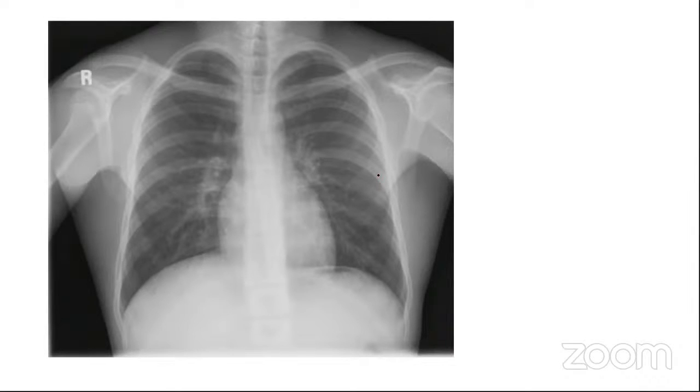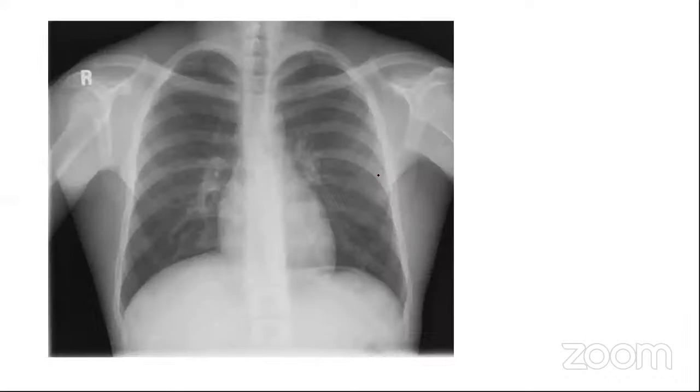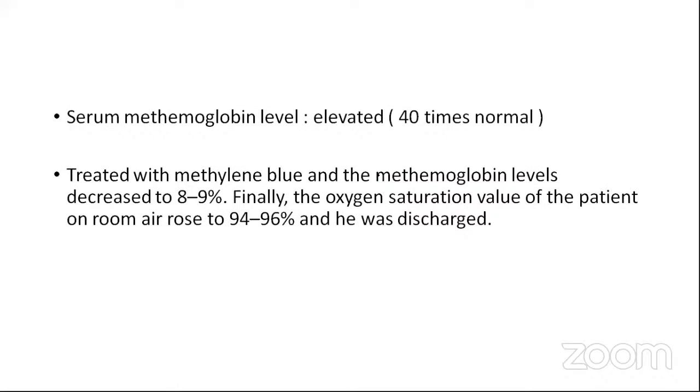So what are we left with next? The lung looks normal. CT chest also was done, which was normal. So what are we left with next? The hemoglobins. So you want to look at some abnormal hemoglobins. We did an abnormal hemoglobin test. The serum methemoglobin level was elevated, 40 times the normal. So what do you think of the diagnosis here? Methemoglobinemia. Okay, what could be the cause for methemoglobinemia?